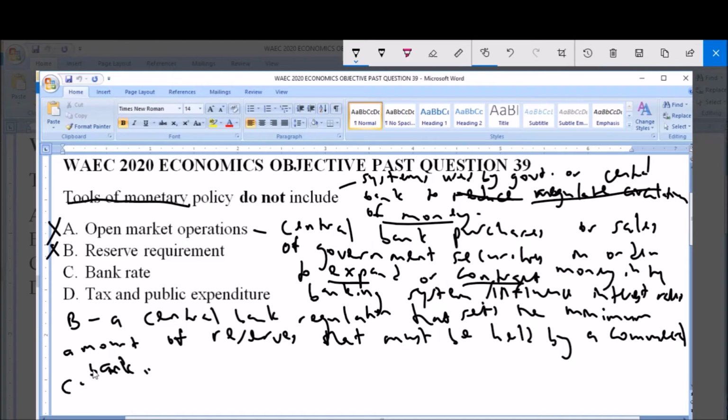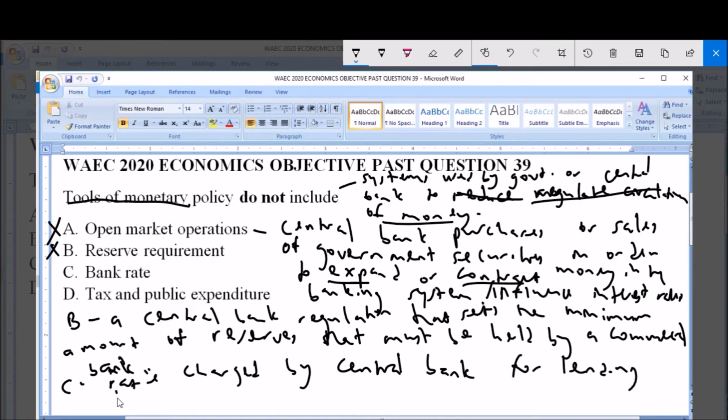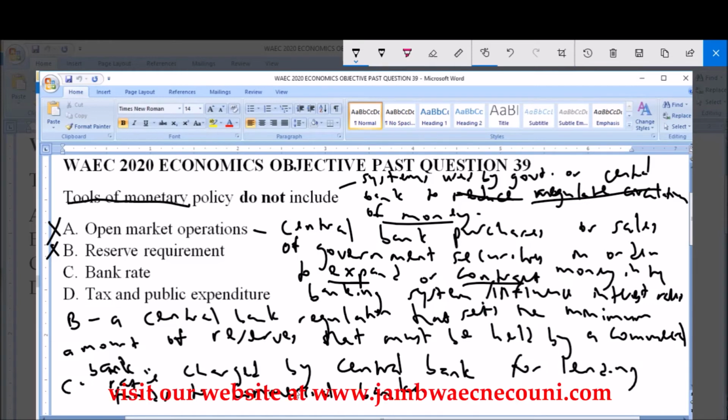Now option C says bank rate, and bank rate is the rate charged by the central bank for lending funds to commercial banks. And once again, it is also used to regulate the amount of money in the banking system. So it is a tool of monetary policy and it's not the answer to the question.